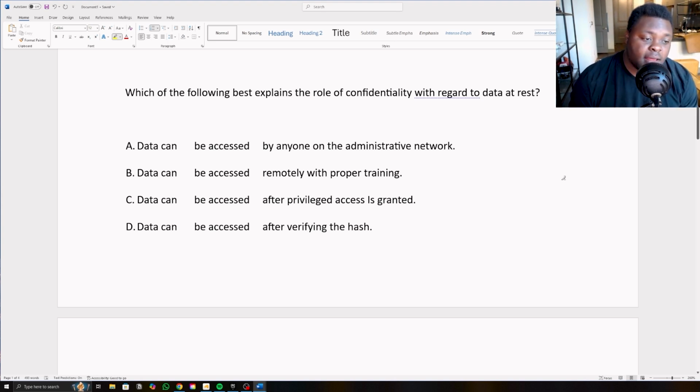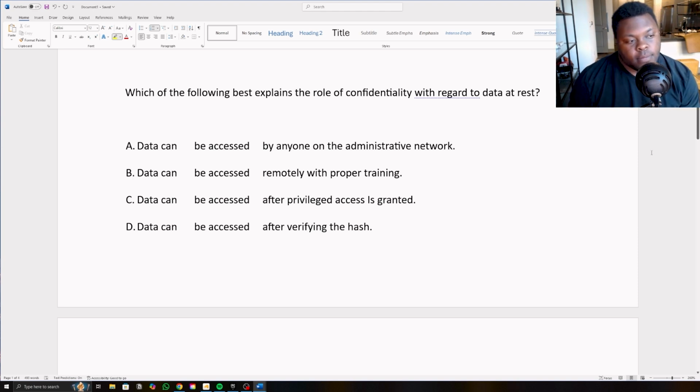Answer choice C is data can be accessed after privileged access is granted. That sounds confidential. D, data can be accessed after verifying the hash. This could be tricky because hashes are associated with passwords. But hashes are also used to verify data. And if you're looking to verify if data is real or not, that falls in the realm of data integrity.